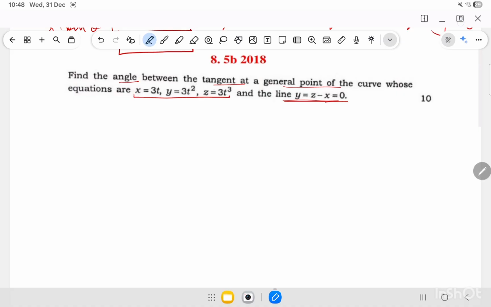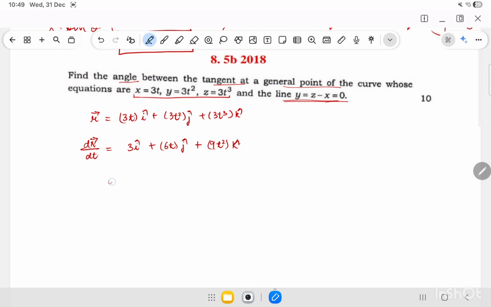That's the question. So from here, equation of curve can be written as 3t i cap plus 3t square j cap plus 3t cube k cap. Now if I calculate dr by dt, it will be equal to 3 i cap plus 6t j cap plus 9t square k cap. So this is the equation of tangent. Likewise, I can evaluate this.